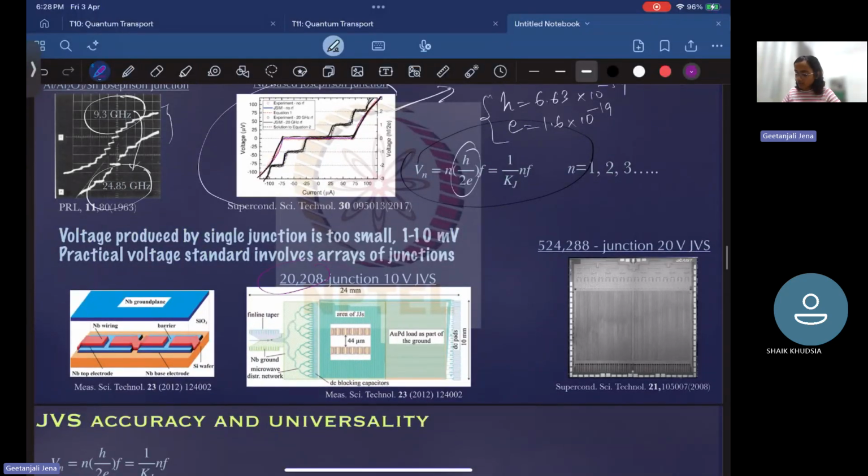So if you consider around 20,000 junctions, then you will get a voltage of 10 volt, or if you take this amount of junctions, you will get a value of Josephson standard of 20 volt. Okay, so that is why we make an array of Josephson junctions, just to get a practical value of voltage so that we can measure it whenever you are using this as a standard for voltage.